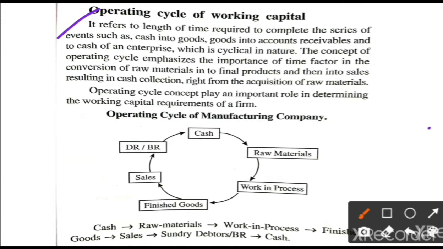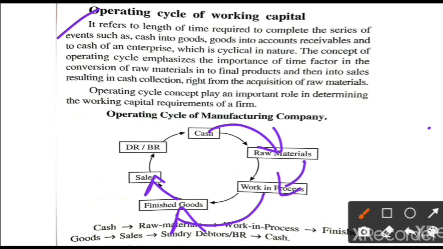So let us move to understanding in detail diagrammatically. See, in the operating cycle, first we are going to invest the cash. So cash is converted into raw material, means whatever cash we have, we give it and purchase the raw material. Once we purchase the raw material, that raw material is used in work, that is work in progress. Once work in progress is completed, then it becomes finished goods. Once finished goods are ready, we move to the sales.